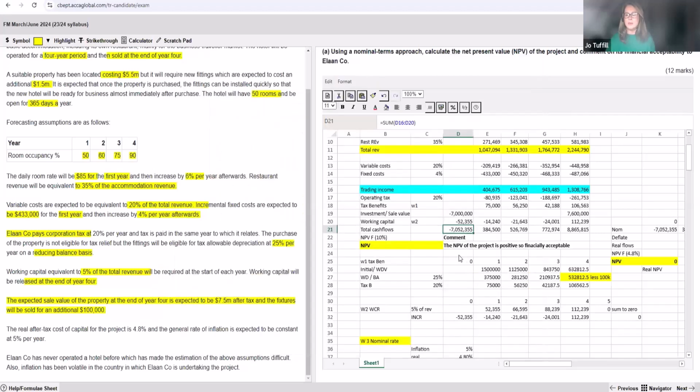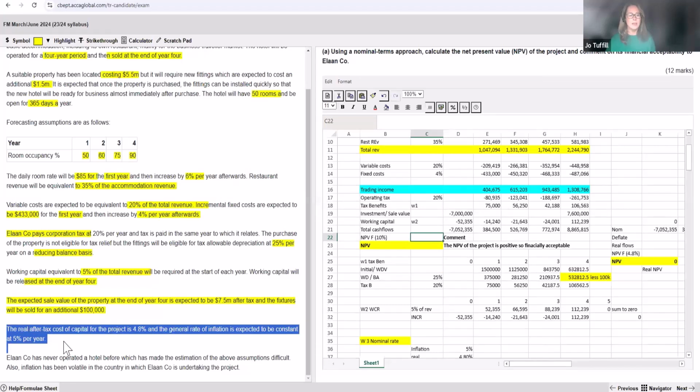So how do we find the net present value? Well, we need to find our discount rate. And this is the trick. Here, down here, it says the real after-tax cost of capital is 4.8%. The general rate of inflation is expected to be constant at 5%. You can't use the 4.8% because that's the real rate. We need the nominal rate.